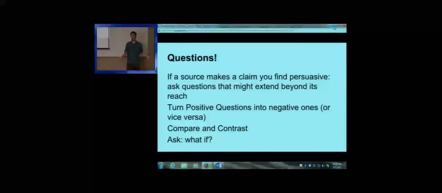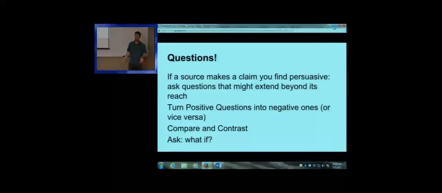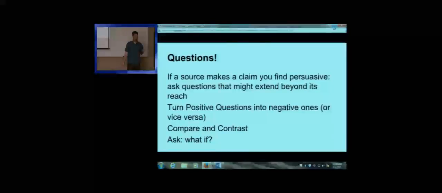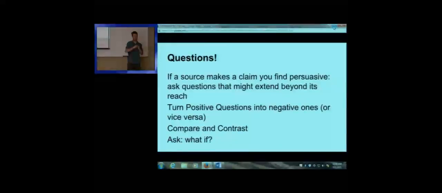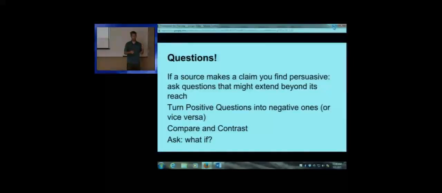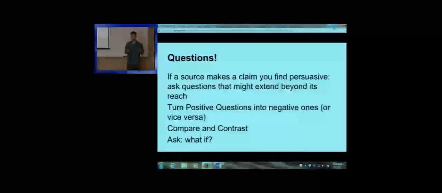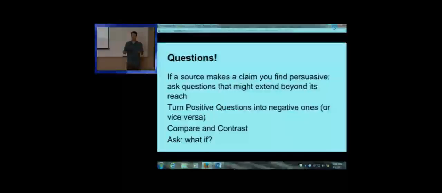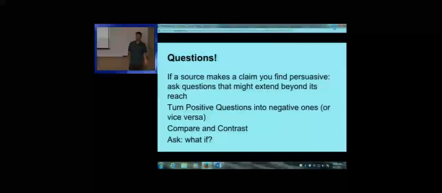Another technique is turning what I call positive questions into negative ones. So if someone is saying my research can be extended into X and Y different fields, try to prove them wrong. Find a counterexample that suggests that maybe the analysis that someone's done doesn't really extend as far as they thought it would.